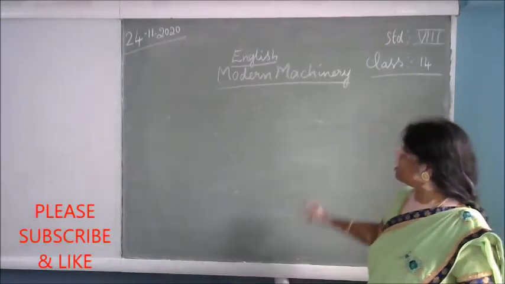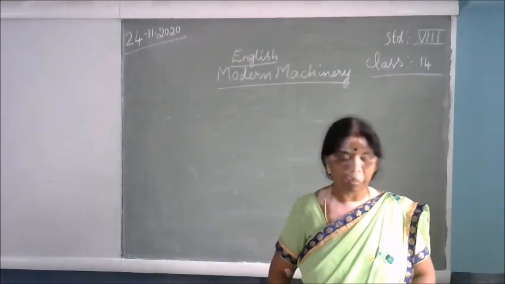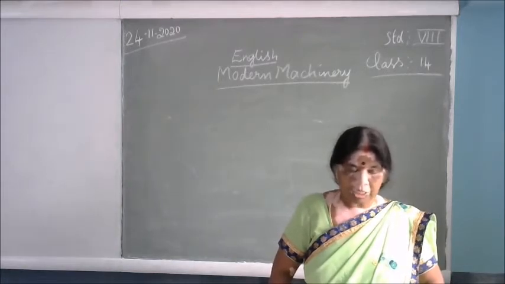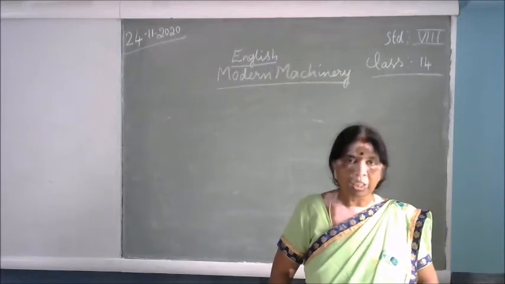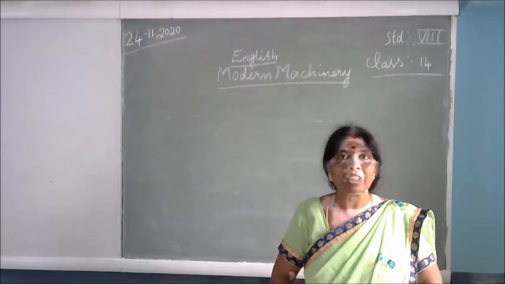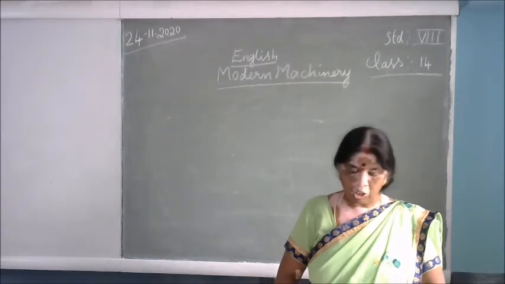The new lesson is "Modern Missionary." So this poem has been written by whom? By Joseph Rudyard Kipling. He is a person from British India, and he was born in Bombay. He used to write short stories in which language? English. And Kipling received the Nobel Prize for Literature in 1907.